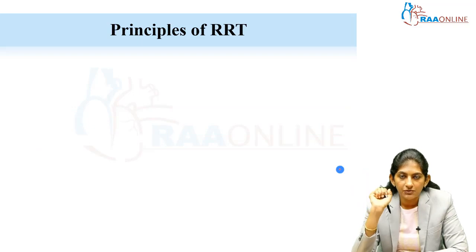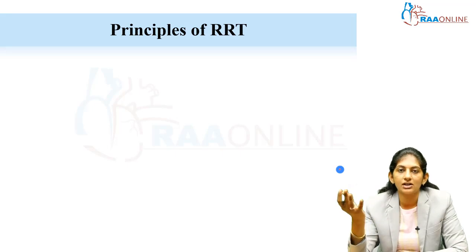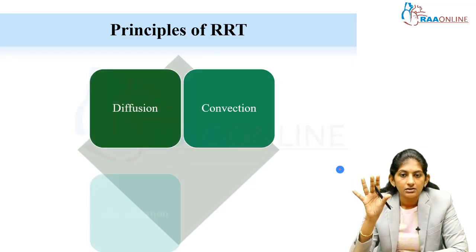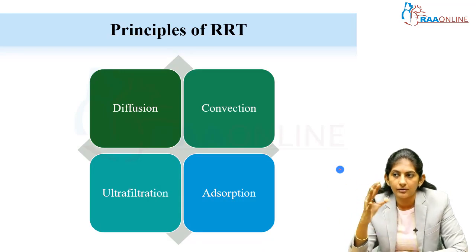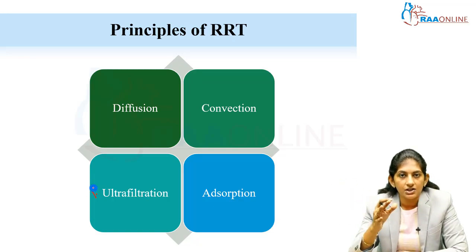So what are the principles of RRT? There are four principles which we will see, which are the basic principles by which the fluids, the water, the solutes, the molecules are going to get filtered. So what are the four principles? Number 1, 2, 3, 4, we can see them in any order, but we will start from the simplest. Number 1 is ultrafiltration. Ultrafiltration means the water or the fluid will get filtered.